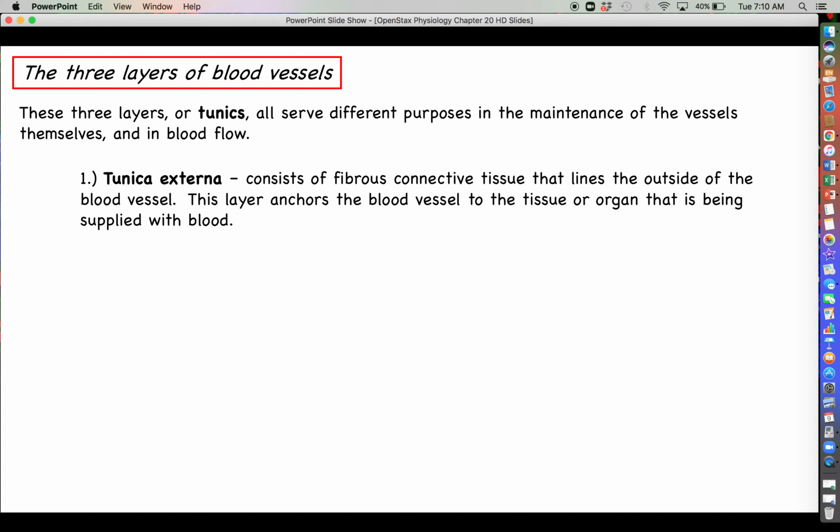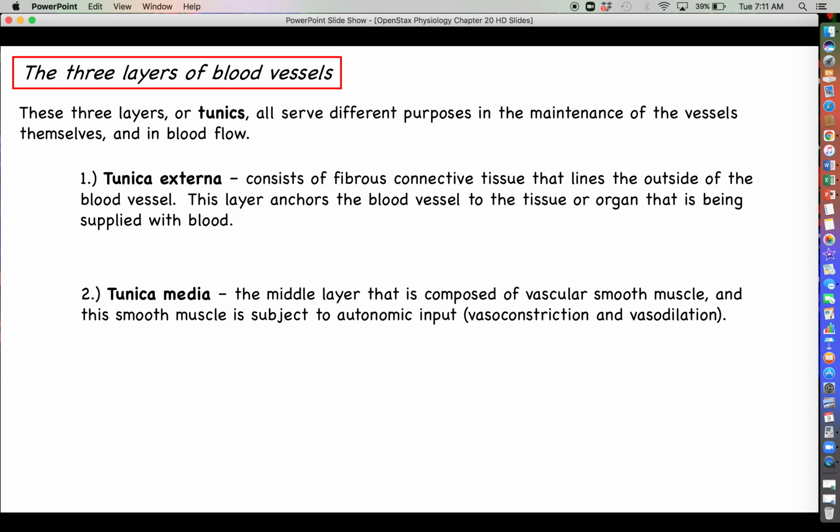The first layer or tunic is called the tunica externa. This is going to consist of a fibrous layer of connective tissue that coats the outside of the vessel, and in a lot of cases this is going to serve to anchor the blood vessel down in place to make sure that it can't squirm or squirt around. So it really makes sure that the vessels become a part of the tissue or organ that is being supplied with blood. The middlemost layer is called the tunica media.